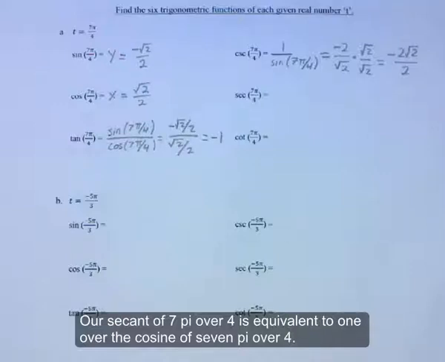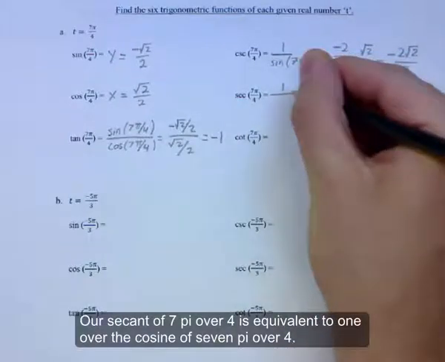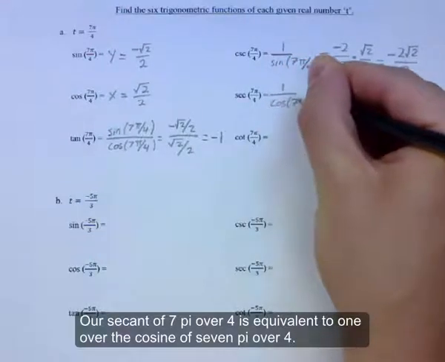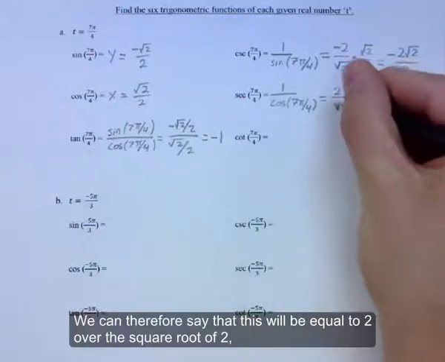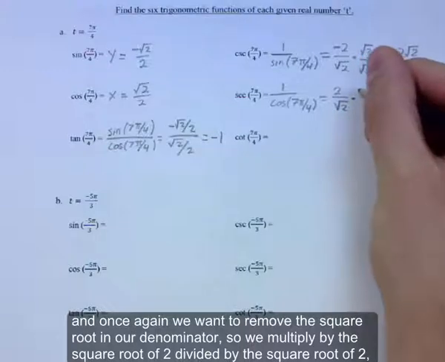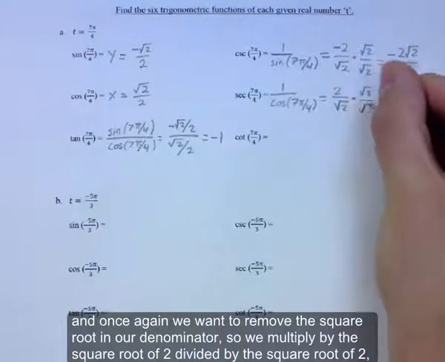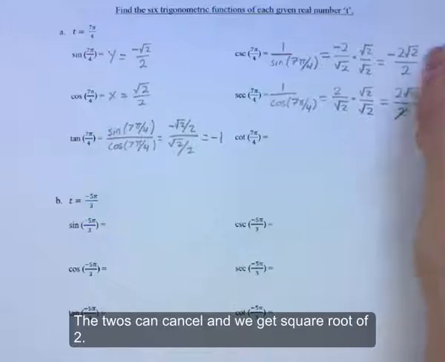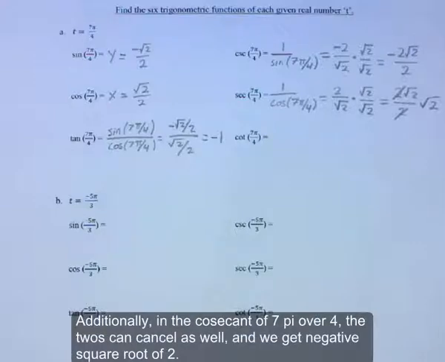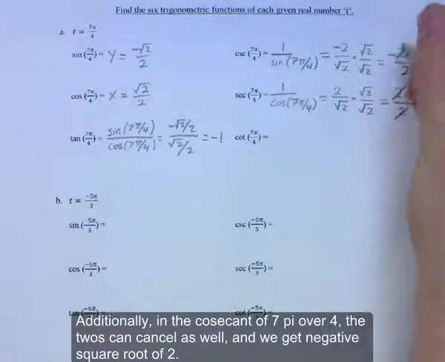Our secant of 7 pi over 4 is equivalent to 1 over the cosine of 7 pi over 4. We can therefore say that this will be equal to 2 over the square root of 2. And once again, we want to remove the square root in our denominator, so we multiply by the square root of 2 divided by the square root of 2. And we find that the secant of 7 pi over 4 is going to be equal to 2 square root of 2 over 2. The 2's can cancel, and we get square root of 2. Additionally, in the cosecant of 7 pi over 4, the 2's can cancel as well, and we get negative square root of 2.